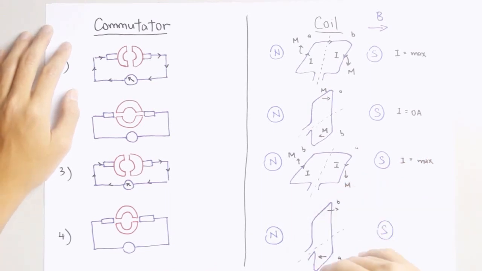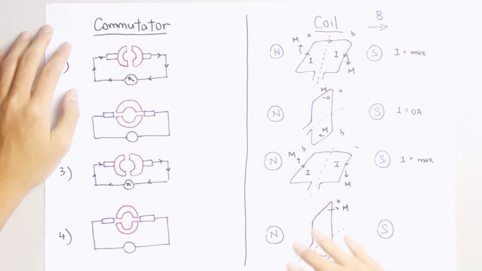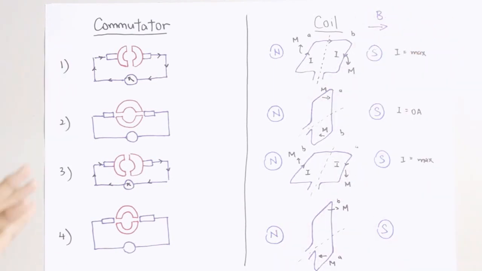So you can see that for both sides, the directions of motion are parallel to the magnetic field. So we mentioned it quite a lot of times just now, if it's parallel to the magnetic field, there will be no induced current.